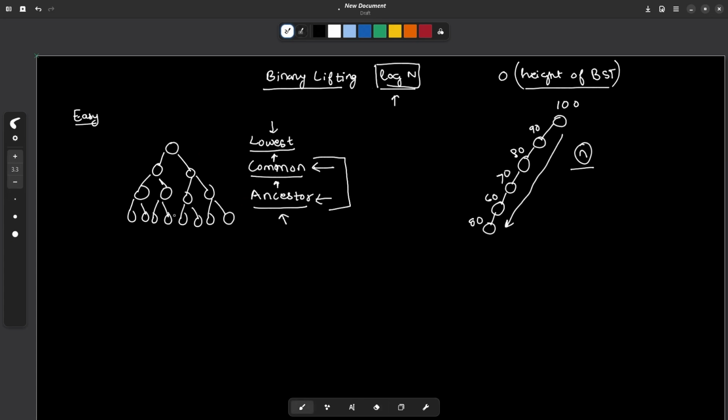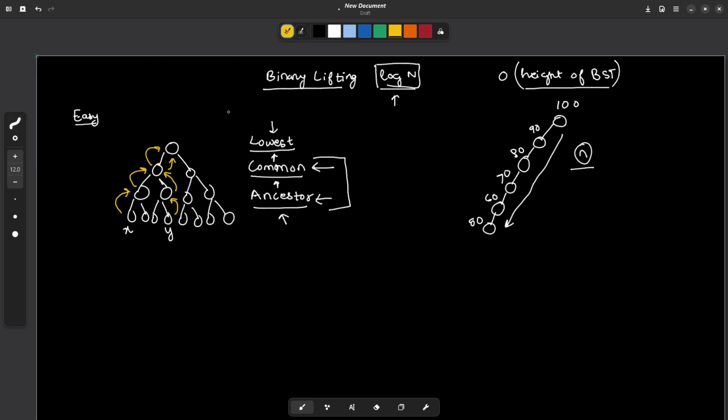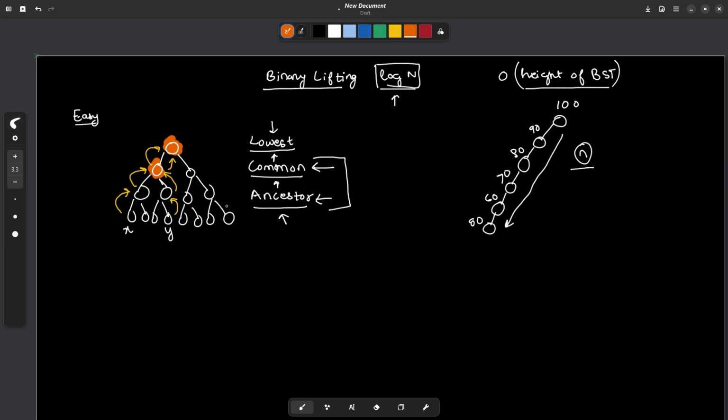So let's say now I want to take this particular node x and this particular node y. Now if I try to go to their parent, so this is the ancestor, this is the ancestor, and this as well. For y, this is the ancestor, and then this particular node, and then the root node. So you see, now there are two nodes which are the common ancestors of x and y. So the first node is this one, and the second node is this one, right? So these are the two nodes that are common ancestors of x and y.